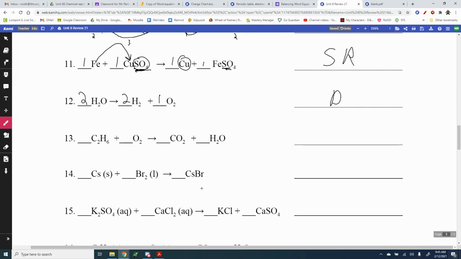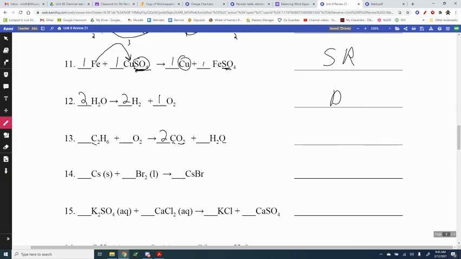So first off, we have oxygen in 2 different places. So we're going to save that for last. So let's start with our carbons, okay? We have 2 carbons on one side. We have 1 on the other. So we can fix that. Put a 2 there, okay? So now our carbons are good.